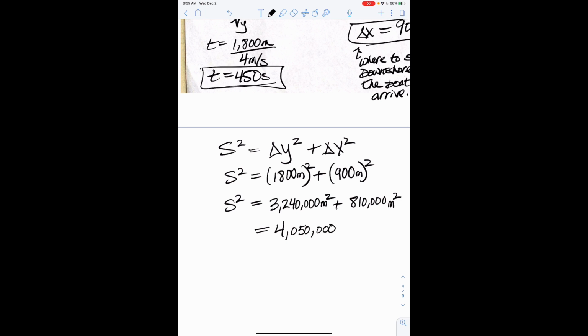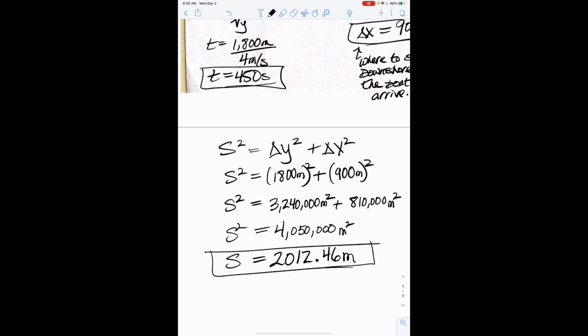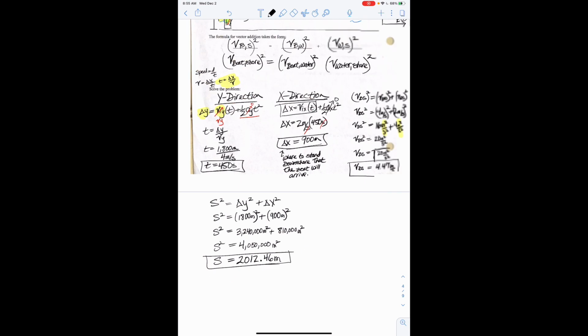All right. Good. Okay, and that's going to be meters squared. And then we're going to go ahead and square root that. Gives us 212.46. Probably could round to just 212. So there we have it, right?